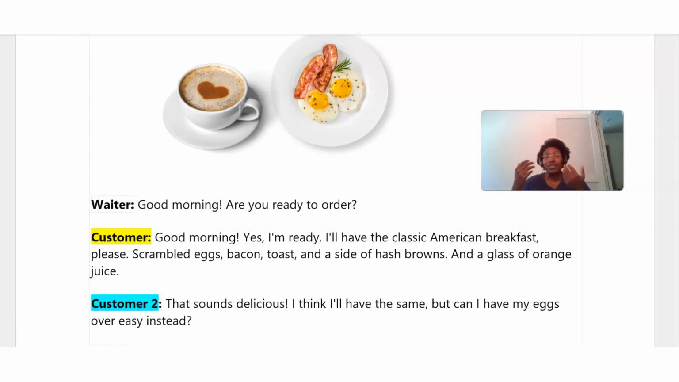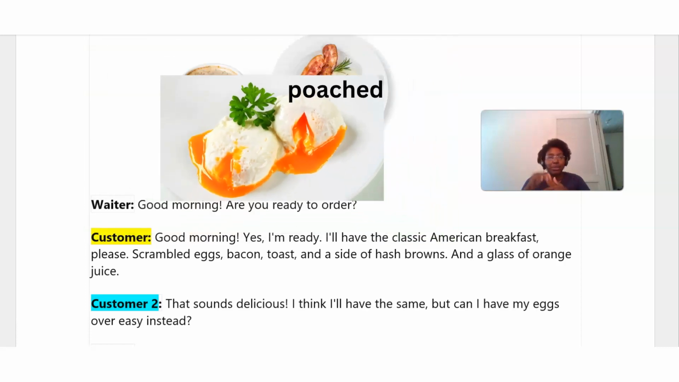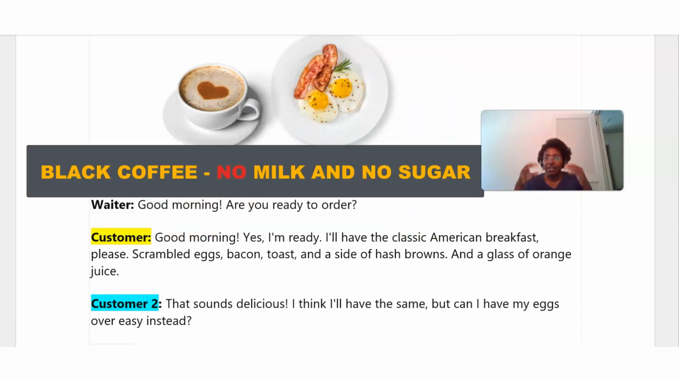You can also have eggs boiled. You can also have eggs poached, but that's not very common. And then how do you order your coffee? You can order it black, which means no milk, no sugar. If you like something in your coffee, you have to tell the waiter.